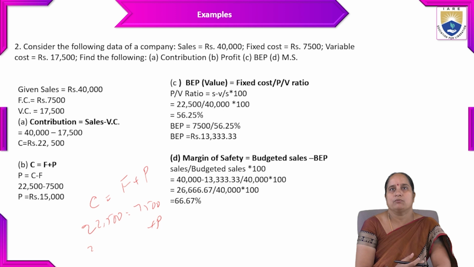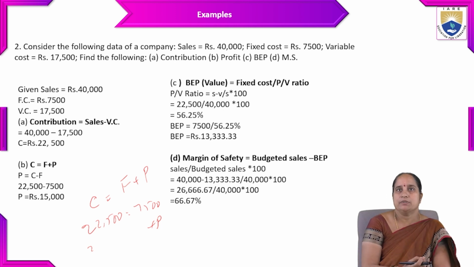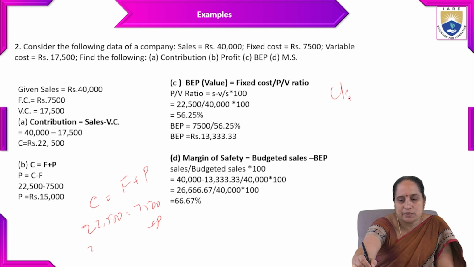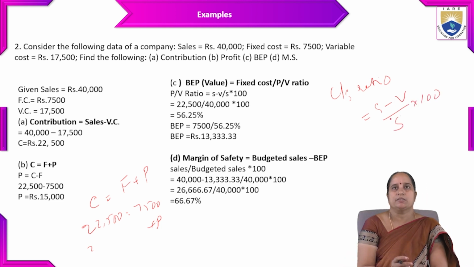Then next we have to calculate BEP in value. As in the data we haven't been given per unit value, we have to calculate BEP in value, and the formula is fixed cost divided by profit volume ratio. PV ratio can be calculated now; it is also known as C by S ratio or contribution margin ratio: S minus V by S into 100, where S stands for sales and V for variable cost.